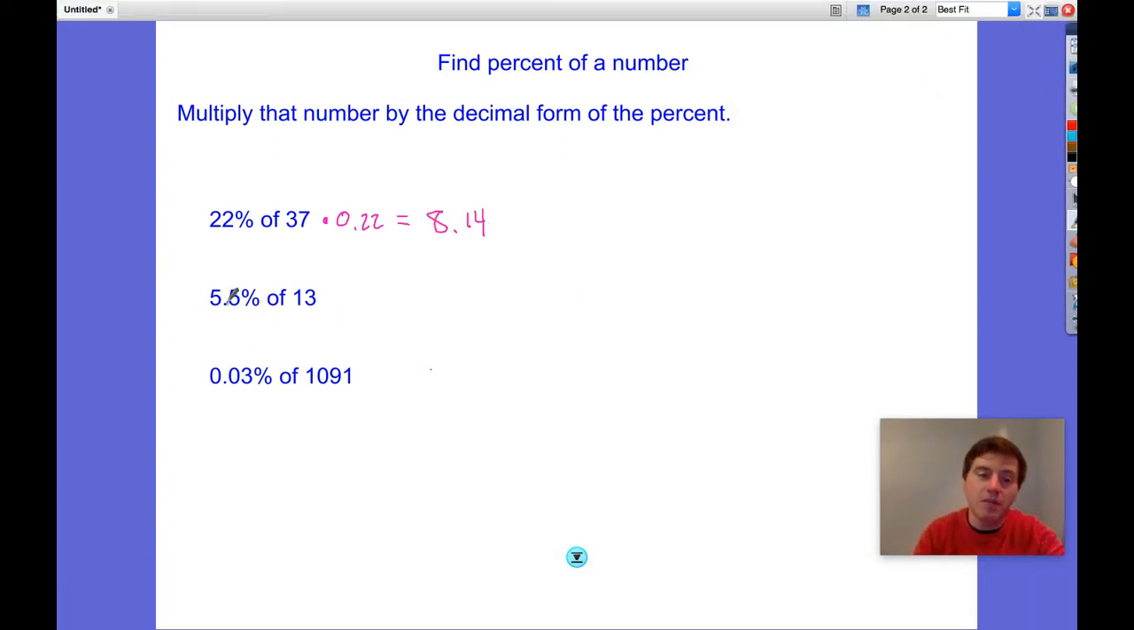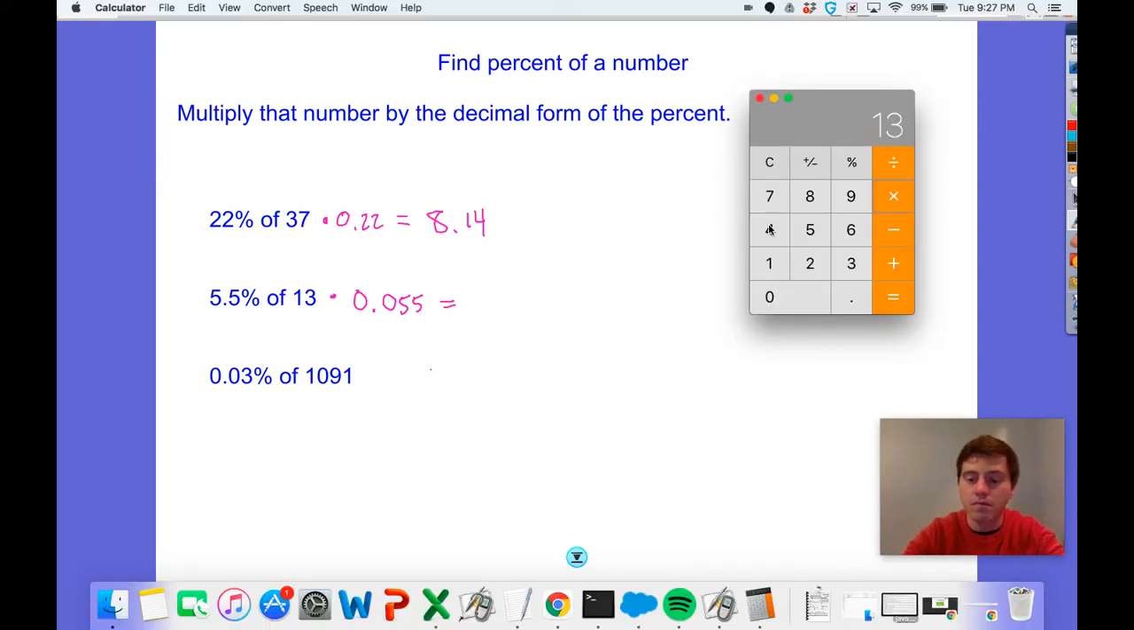5.5% of 13. We have to turn this into a decimal. So I'd say multiply by 0.055. That gives 0.175.